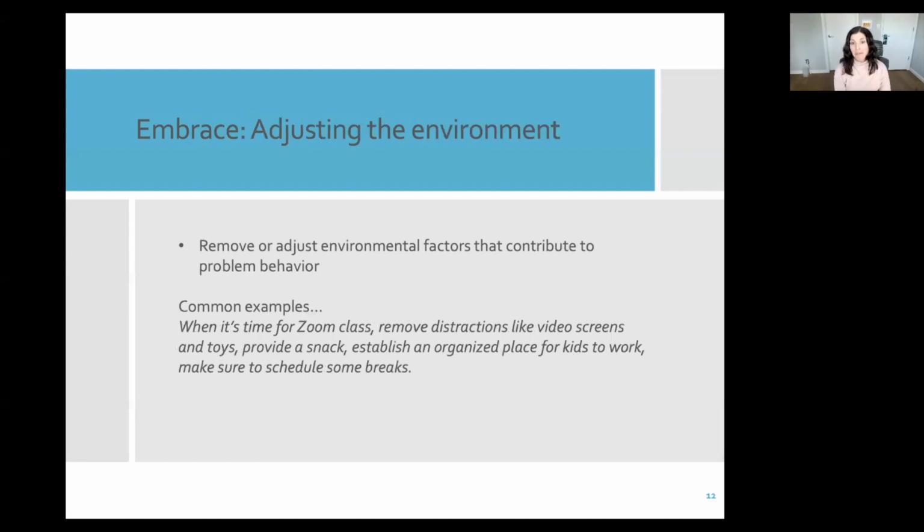And how do we do that? We adjust the environment. We remove or adjust factors that contribute to problem behavior. So just a common example, when it's time for Zoom class, making sure you remove any distractions like toys or video games, making sure that they have a snack and that they're fed, establishing an organized place for them to work and making sure that there are some breaks scheduled in.